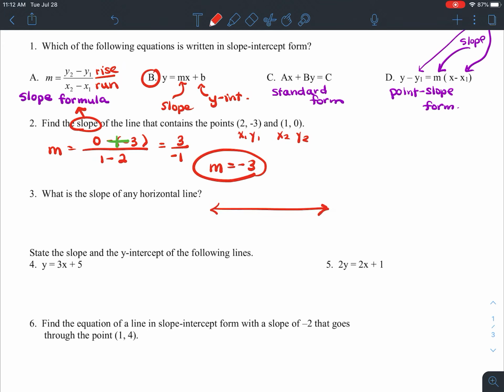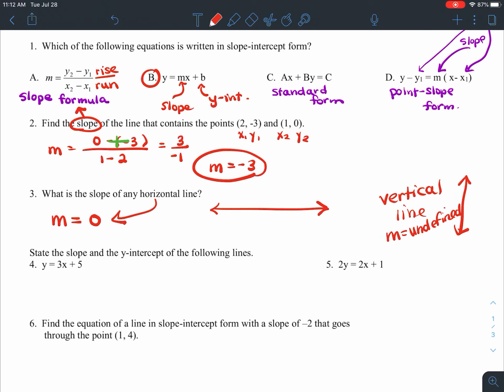Okay, number 3, what is the slope of any horizontal line? We're talking about lines that look like that. Those lines always have slopes that are 0. If the line was a vertical line, that is when we say the slope is technically undefined. But horizontal lines have slopes of 0.